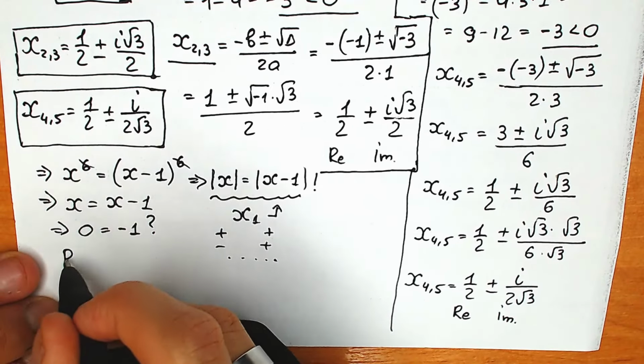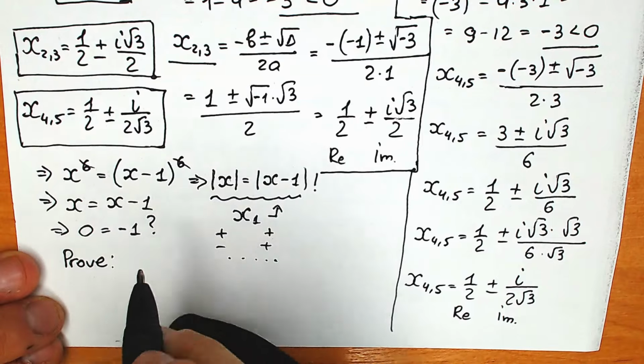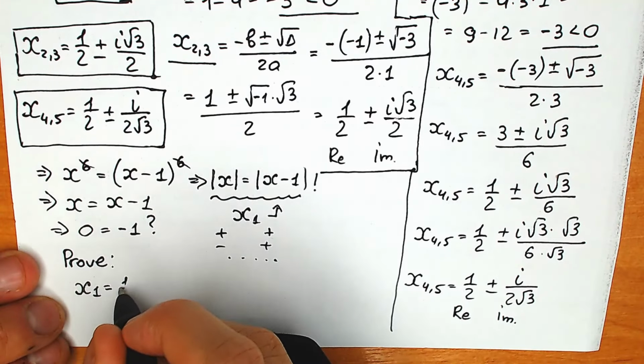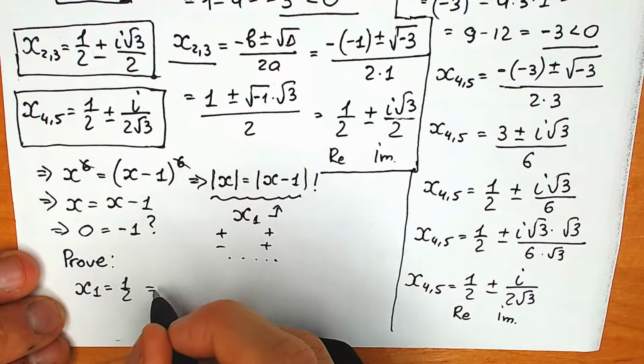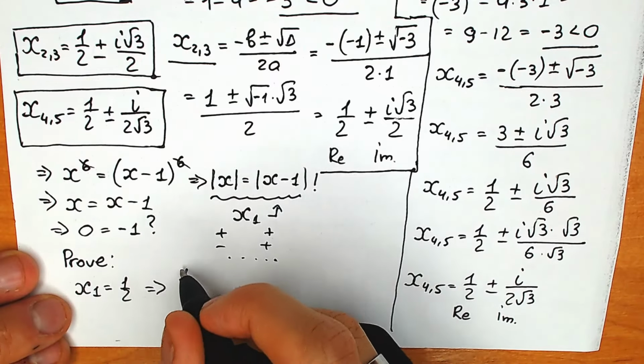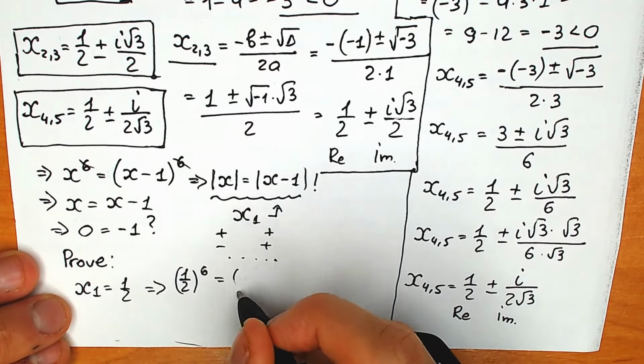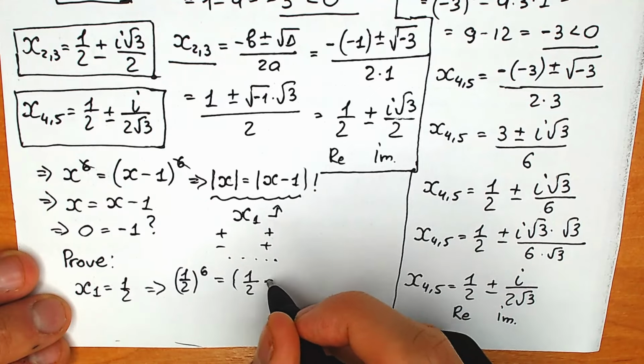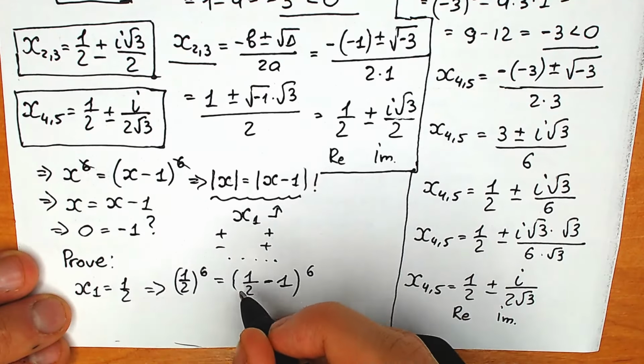So let's do a quick proof right here. Let's check real quick our x first equal to 1/2. As a result, what do we have? 1/2 to the power 6. Let's check it. Equal to 1/2 minus 1 to the power 6.